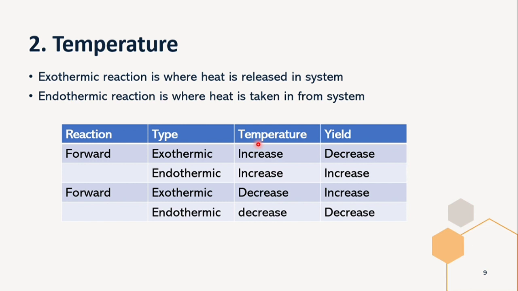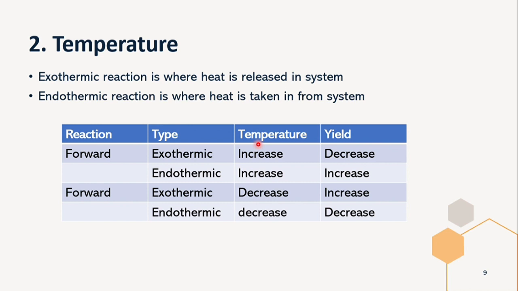Second is temperature. In the case of temperature, we should understand that there are two types of reactions, exothermic and endothermic. Exo means exit and thermic means heat. So when heat is released into the surroundings during the reaction, it is known as an exothermic reaction. Endo means to take something in and thermic means heat. So when heat is taken into the system from the surroundings, it is known as an endothermic reaction.